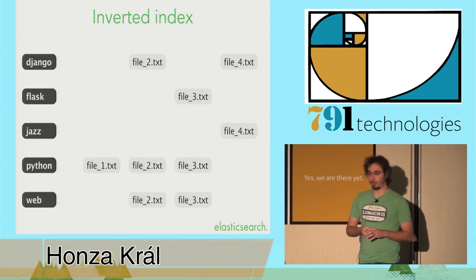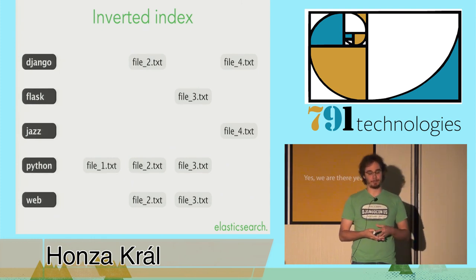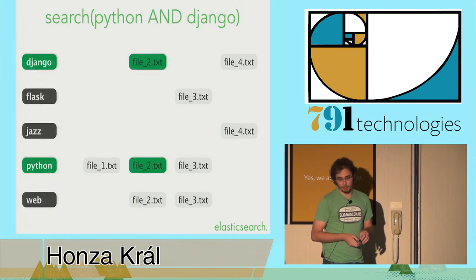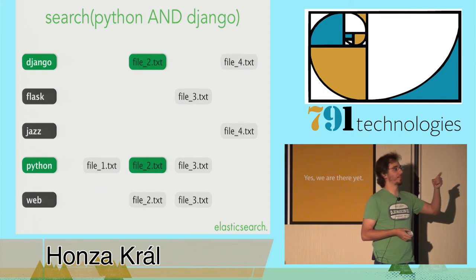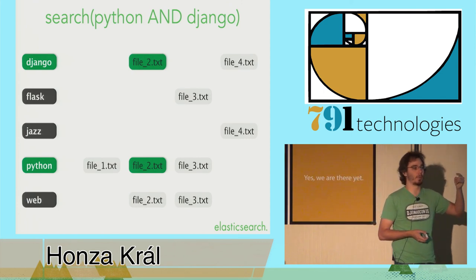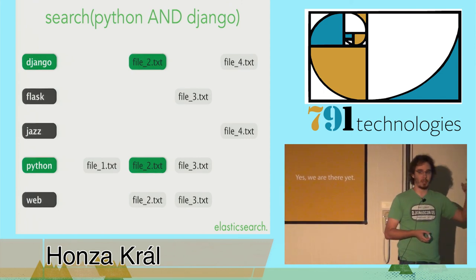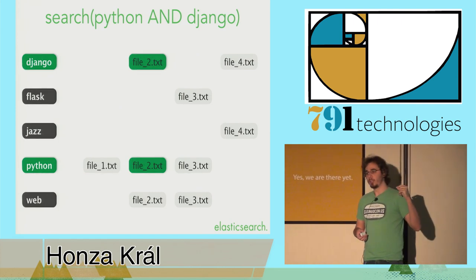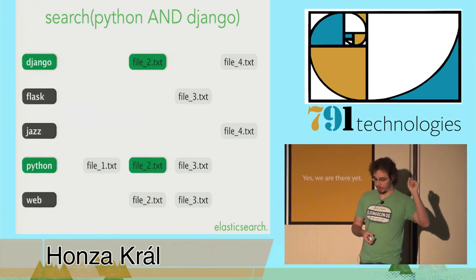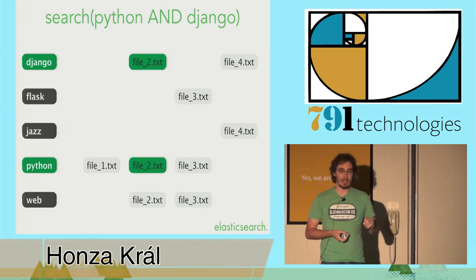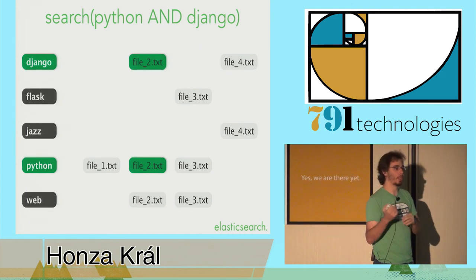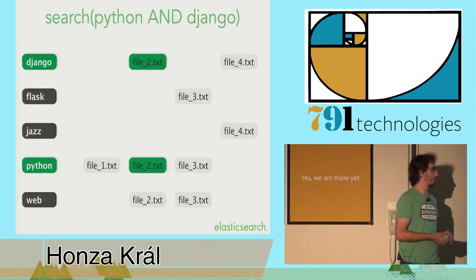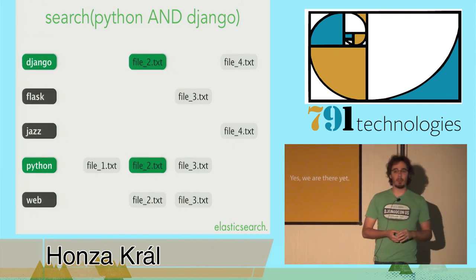So how do we use this data structure for search? If we want to search for Python and Django, we just find the two relevant lines. And finding those two lines is simple because the lines are sorted. So we can immediately go to the Django line and to the Python line. And now what we have is two lists of documents, two posting lists is the proper term, that we just need to merge.